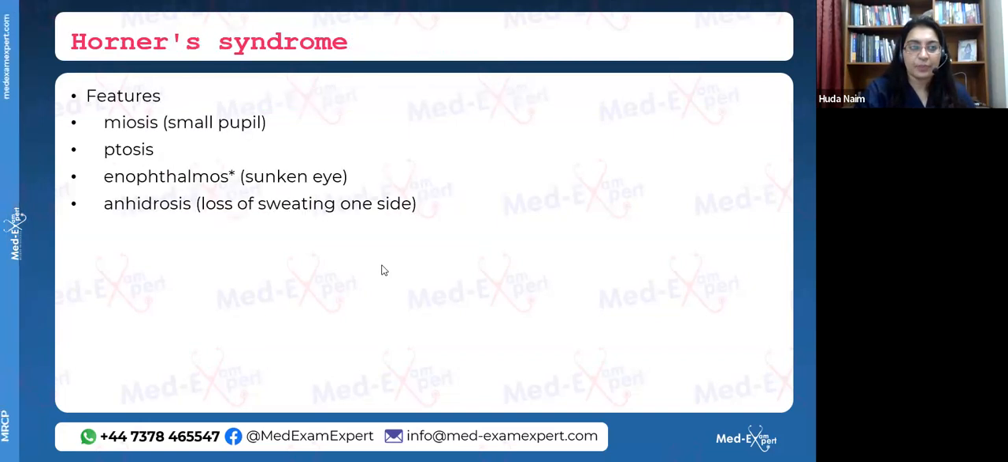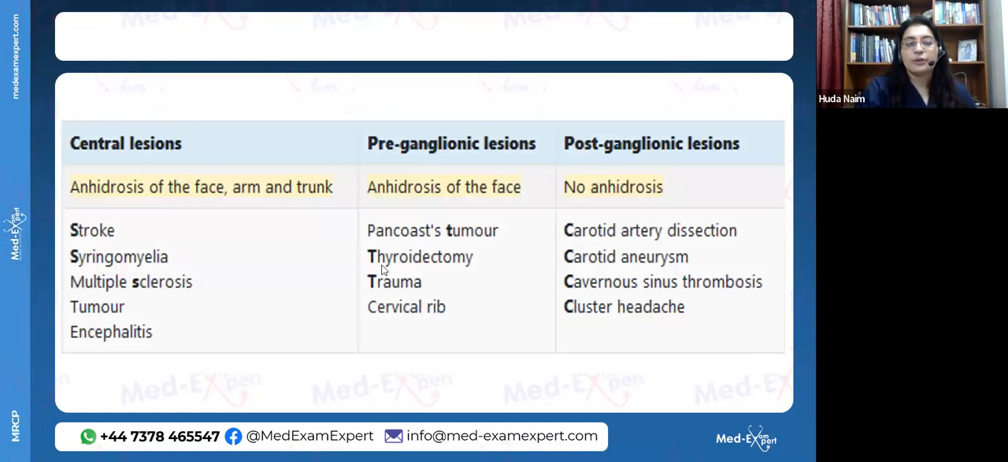Basically, I'll just show you a table. Just a second. So if there's anhidrosis of the face, the arm, and the trunk, that means there's central involvement, which could be because of stroke, syringomyelia, multiple sclerosis, tumors, encephalitis, any of those. If there's only anhidrosis of the face, that means there's something related to the preganglionic nerve. That could be because of a Pancoast tumor, thyroidectomy, or trauma, maybe. And if there's no anhidrosis, that means the sweating is completely normal. Then that could be because of carotid artery dissection, carotid artery aneurysms, cluster headaches, or cavernous sinus thrombosis. So here there was no anhidrosis.